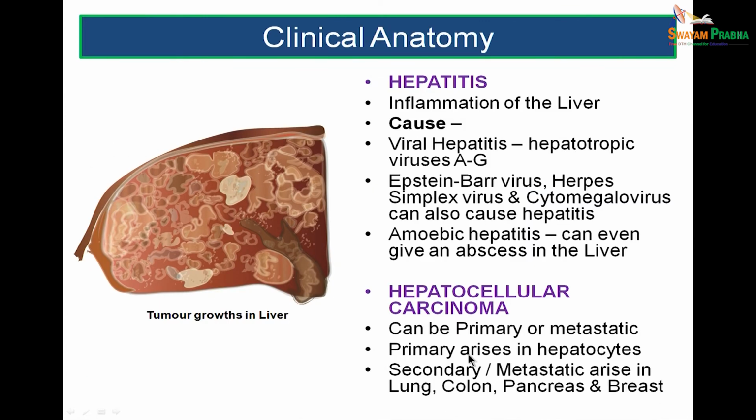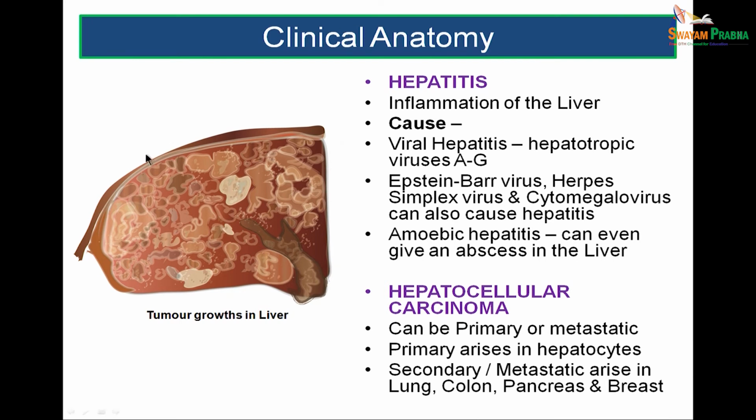Let's talk about some of the clinical anatomy of liver, gallbladder and pancreas histologically. Liver can undergo many diseases. The first and very common one is hepatitis. Hepatitis is nothing but an inflammation of the liver caused by viruses A to G, or the Epstein-Barr virus, herpes simplex virus, cytomegalovirus. Even amoeba can cause hepatitis and give abscesses in the liver.